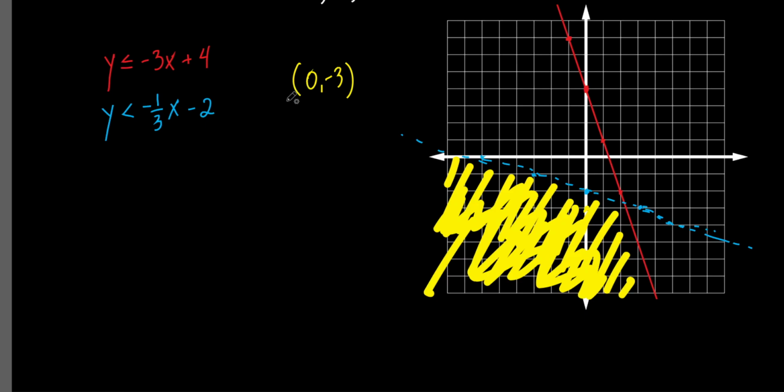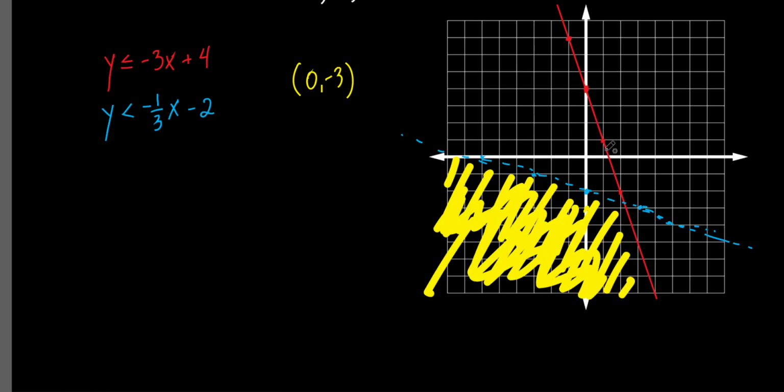You can look up here. There you go. So any point in this shaded region right here will satisfy these two inequalities. That's how a math teacher would say it. Okay, it satisfies the inequality, or it just makes it work, right? Makes it work. Everybody got it?